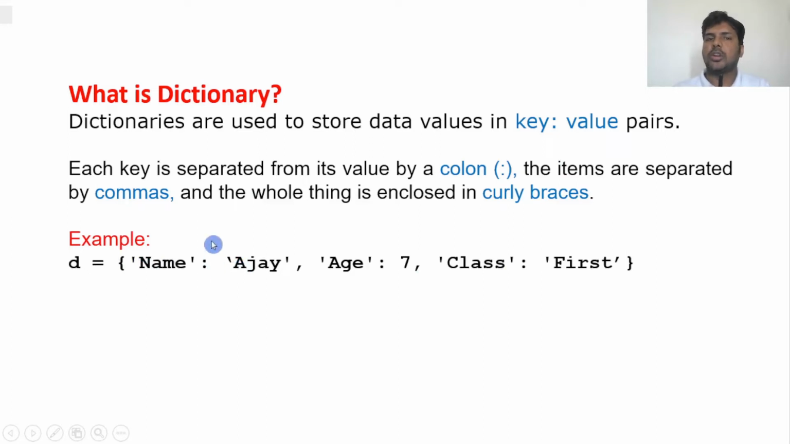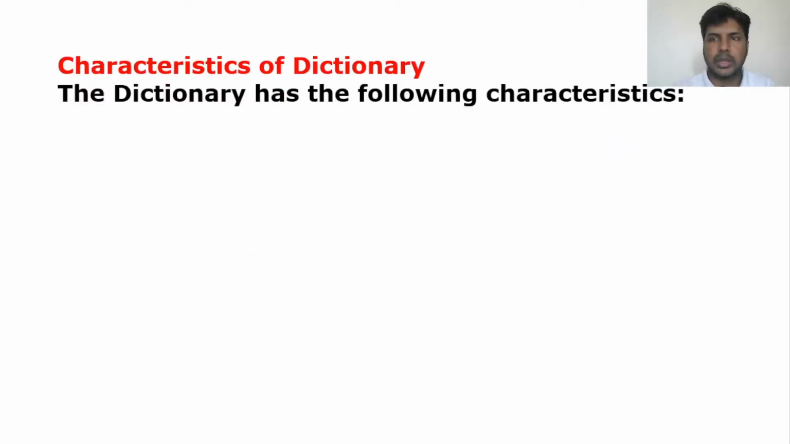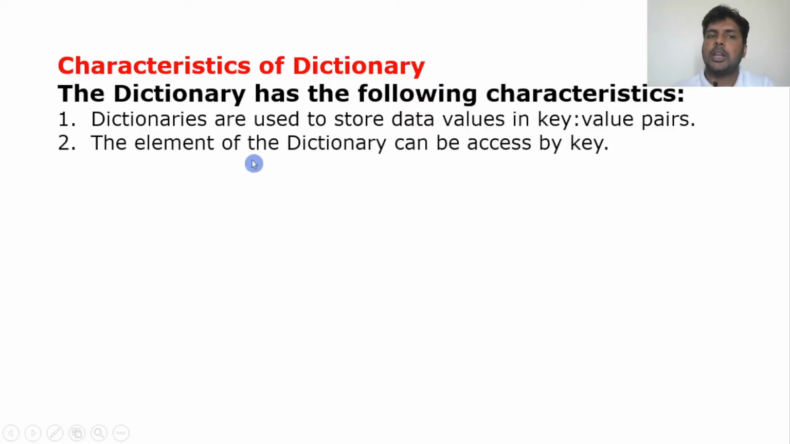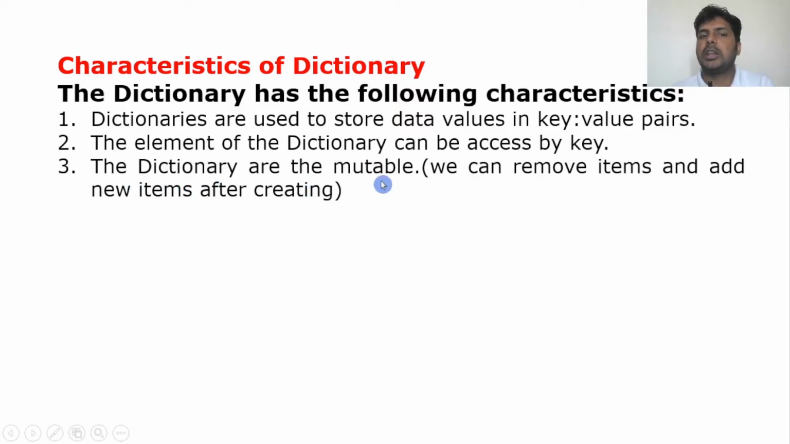Let us see the characteristics of a dictionary. A dictionary has the following characteristics. First, dictionaries are used to store data values in key value pairs. Generally when you create a dictionary, you will have a pair of values, key and value. Second, the elements of a dictionary can be accessed by key. Previously in tuple and list we accessed by index, but here we access with the help of keys.